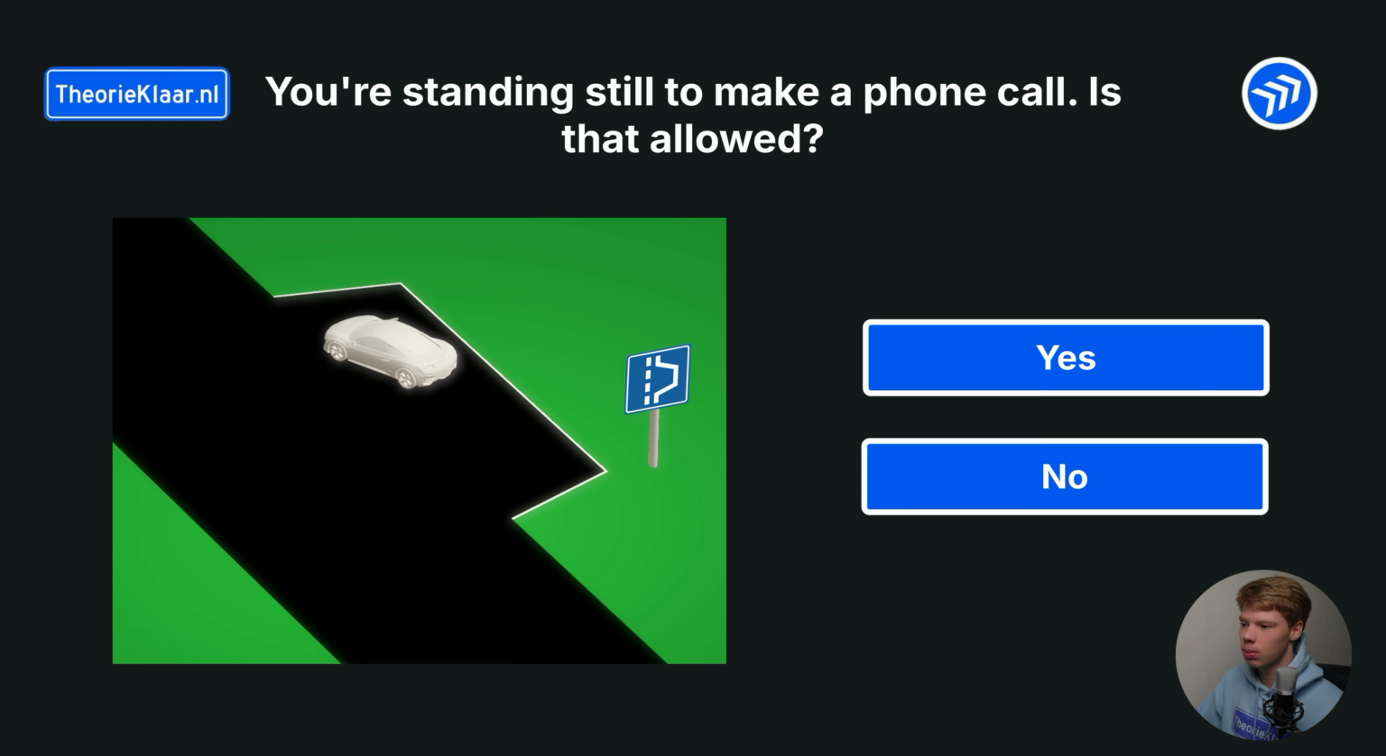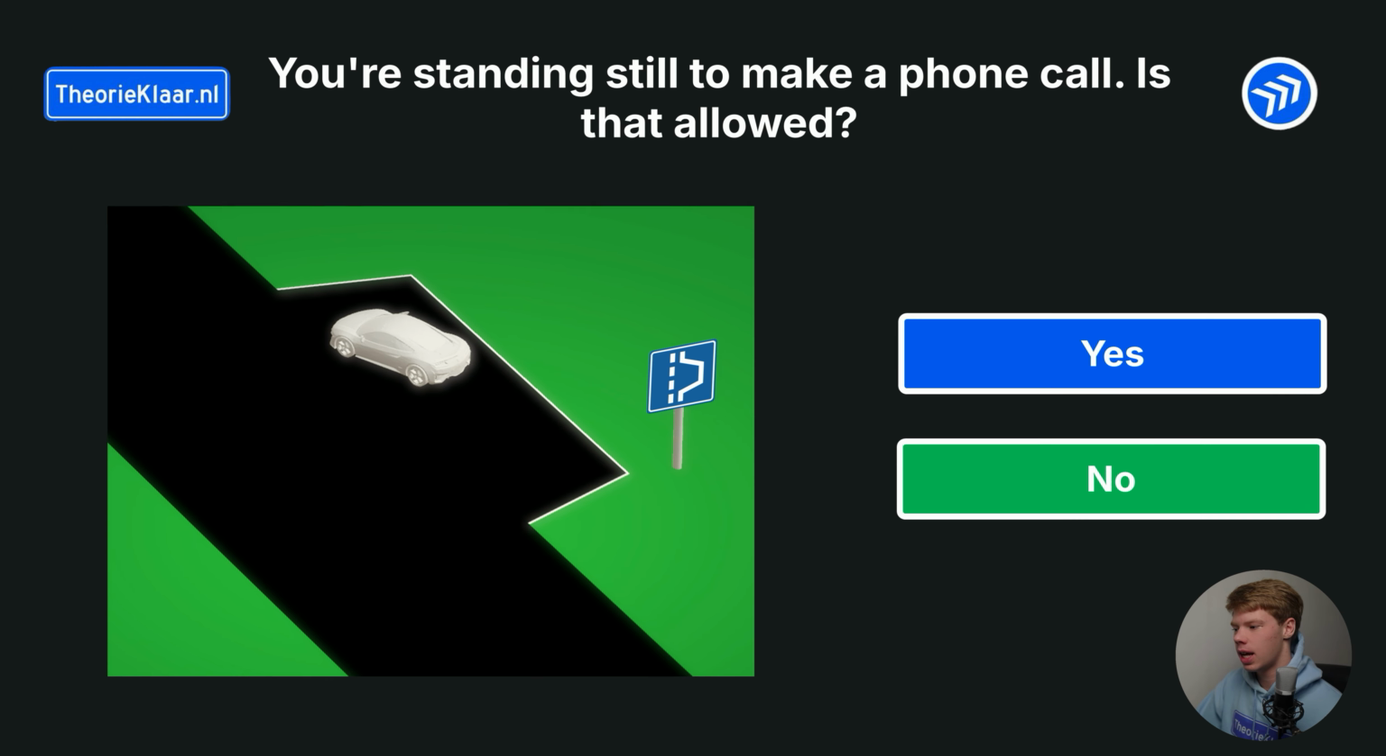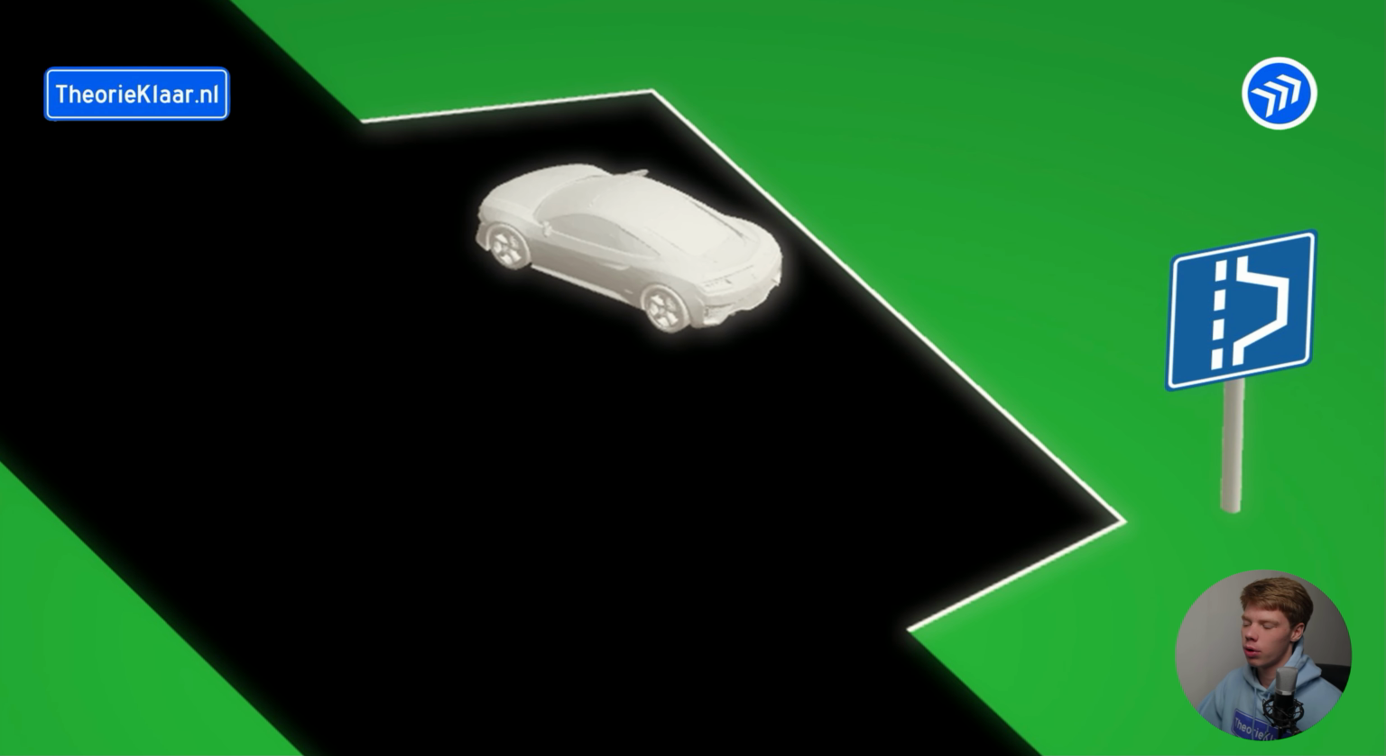You're standing still here to make a phone call. Is that allowed? Yes or no? Then the right answer is no. This is an emergency spot, also known as an emergency lay-by, and it should only be used for emergencies.